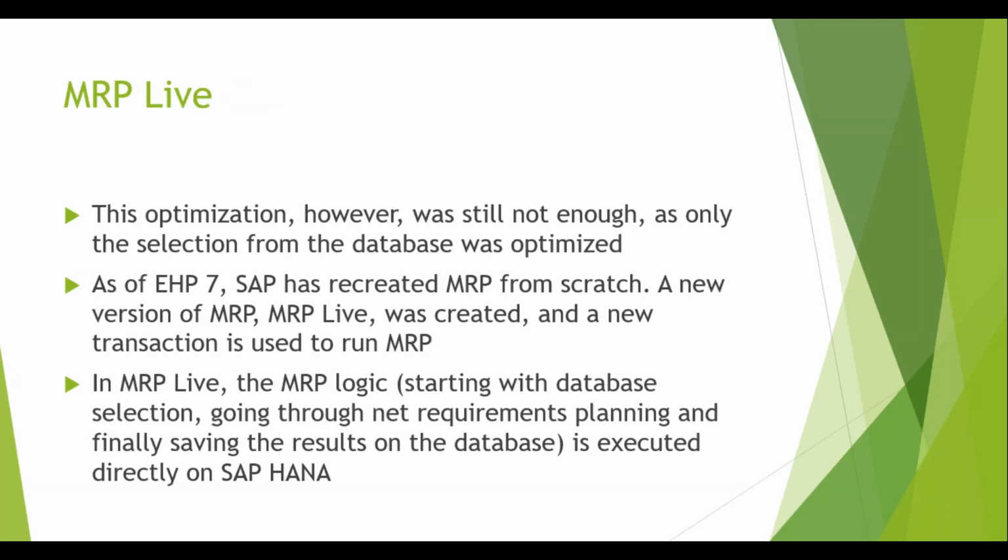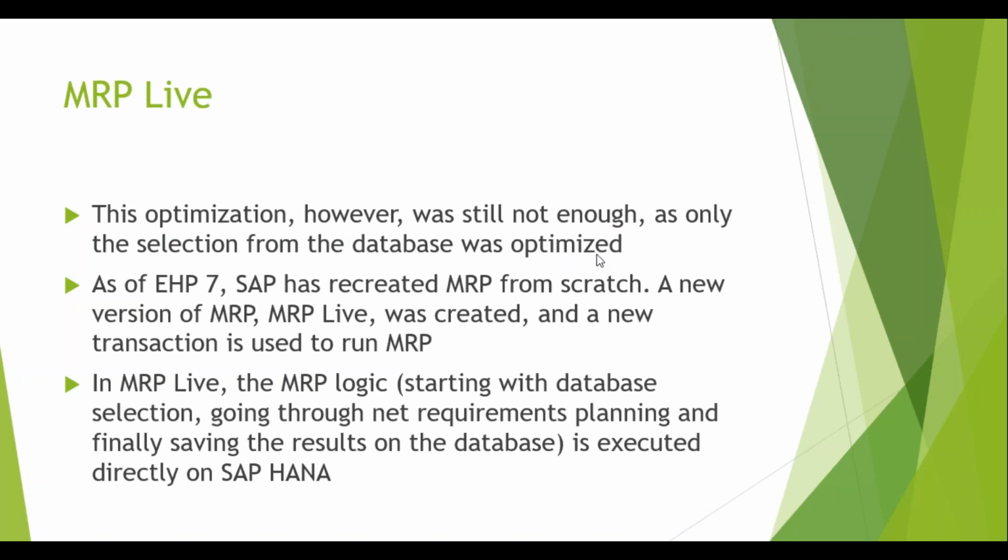This is the third phase now, MRP Live. After MRP on HANA came, within 6 months or maybe 1 year, SAP came up with a completely new functionality called MRP Live. Whatever optimization we saw in the last slide was only taking the selection of multiple records at the same time. So the optimization, however, was still not enough. Why? Because only the selection from the database was optimized.